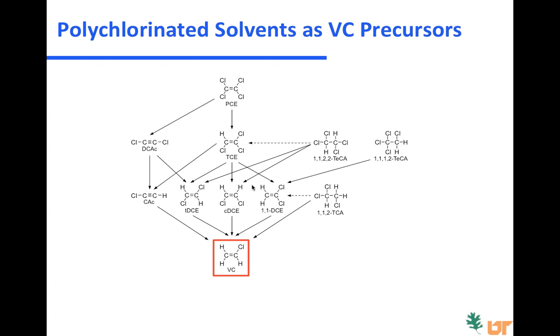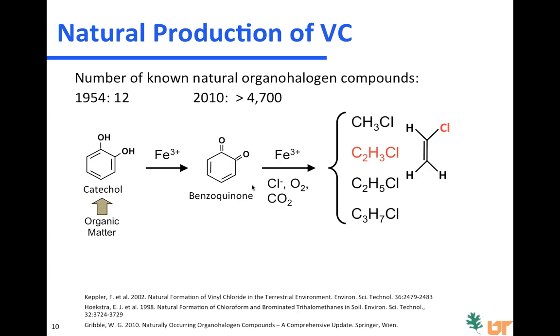So the point here is contamination with polychlorinated alkanes and alkenes are potential sources for vinyl chloride in groundwater. And then I mentioned briefly the natural production. I give you an example.